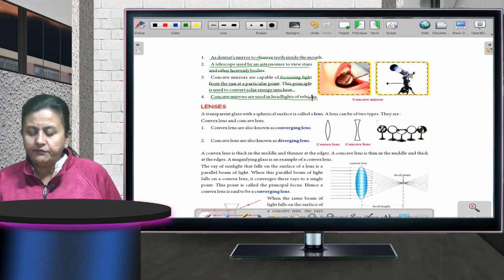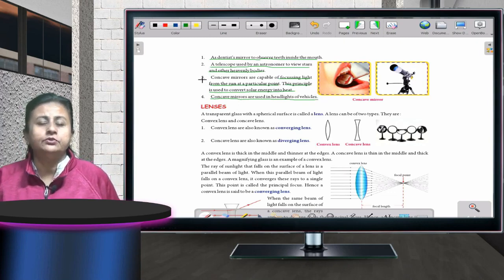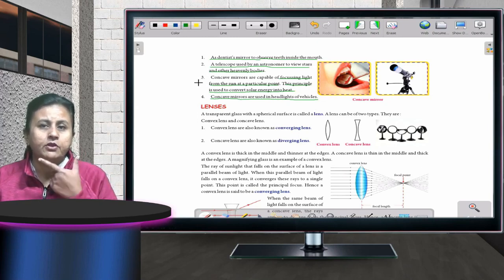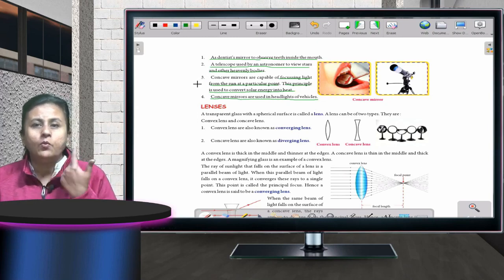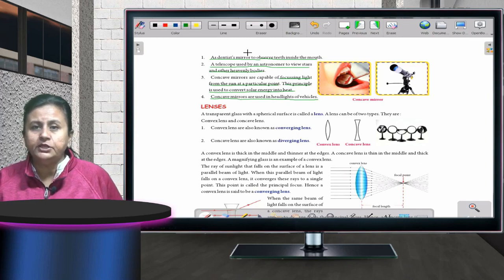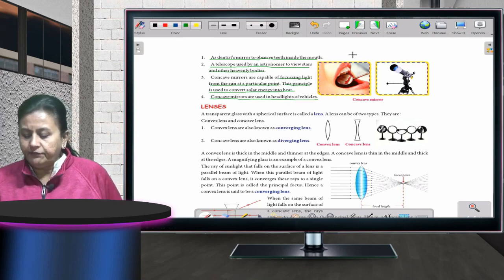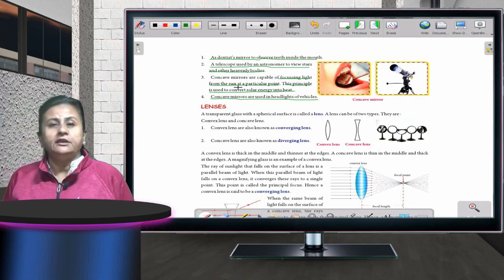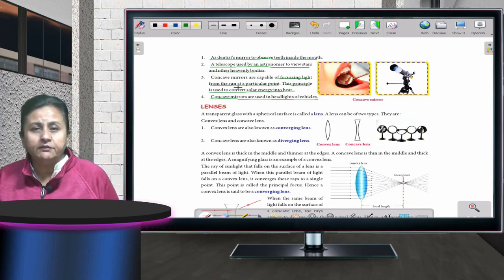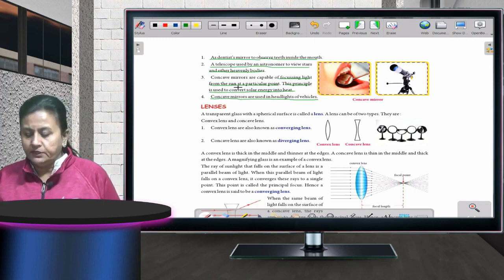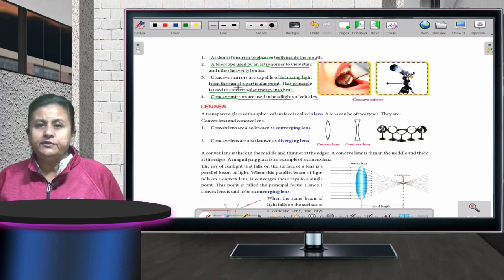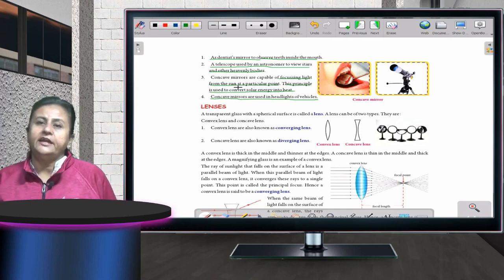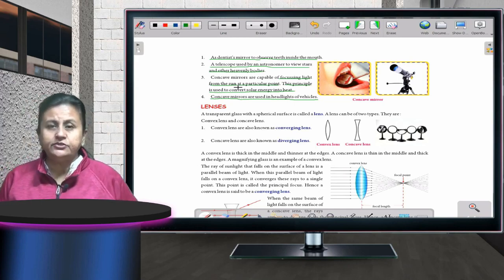So children, where are we using? We are using it at a dentist's. Whenever you go to a dentist and your dentist opens your mouth and wants to examine what the problem is inside your mouth, he uses a concave mirror. Then astronomers also use it in the telescope, and in case we want to convert solar energy into heat, we use concave mirrors, and in the headlights of all the vehicles. Fine children.